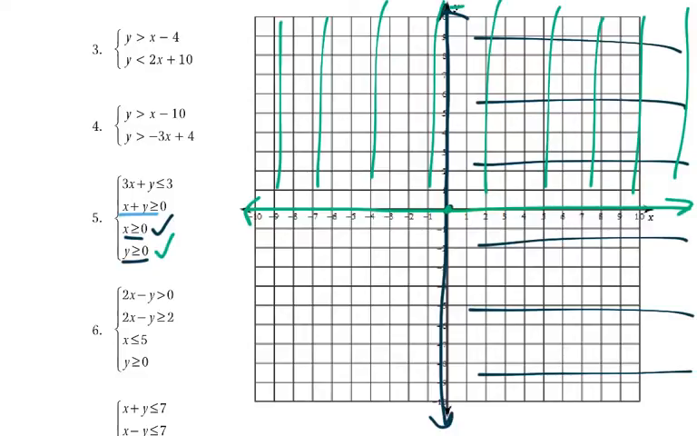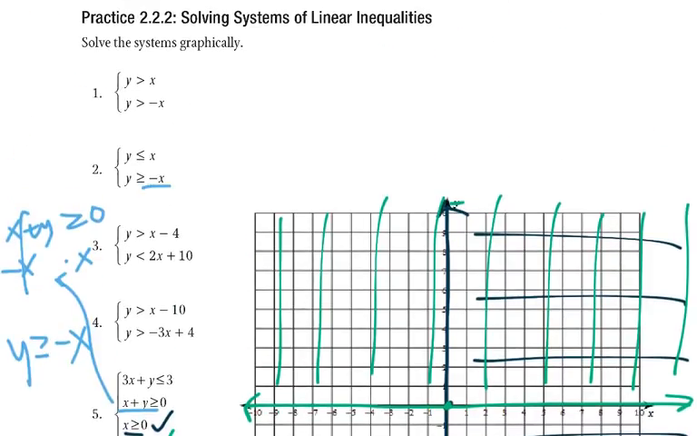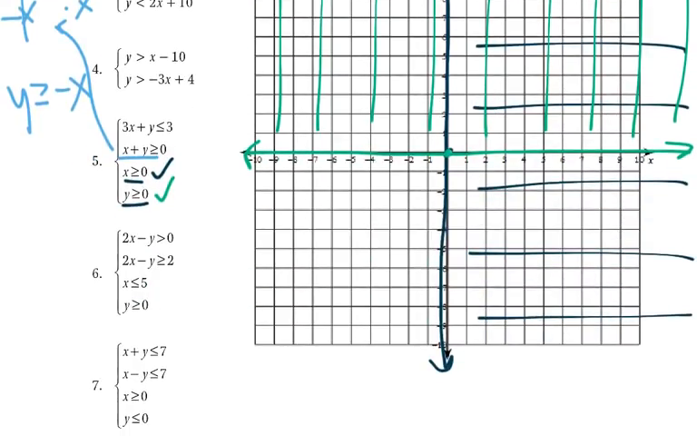x plus y is greater than or equal to 0. Okay, so we could solve that in slope-intercept form, and we'd subtract x from both sides from x plus y is greater than or equal to 0. So I'd get just y is greater than or equal to negative x. So we've done that one before, right? That negative x: a y-intercept of 0, and then a slope of negative 1 over 1.